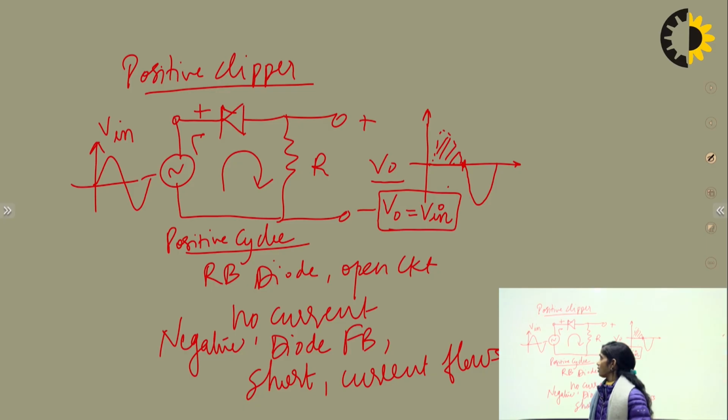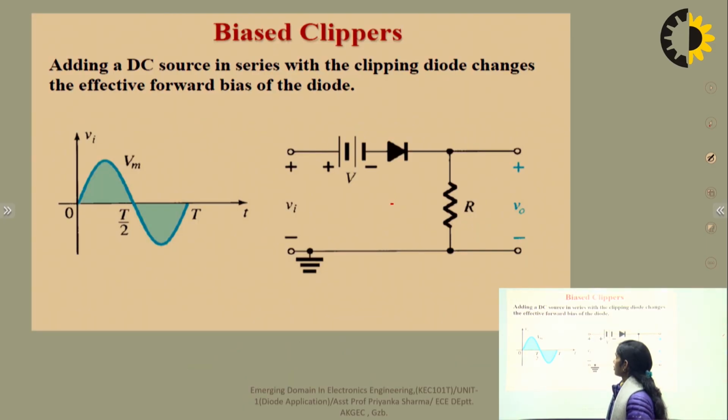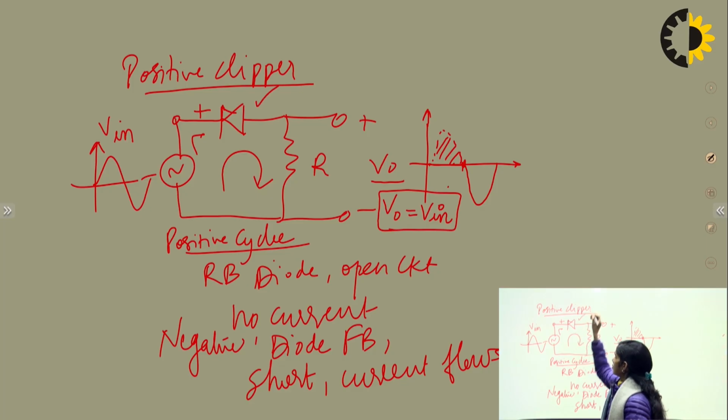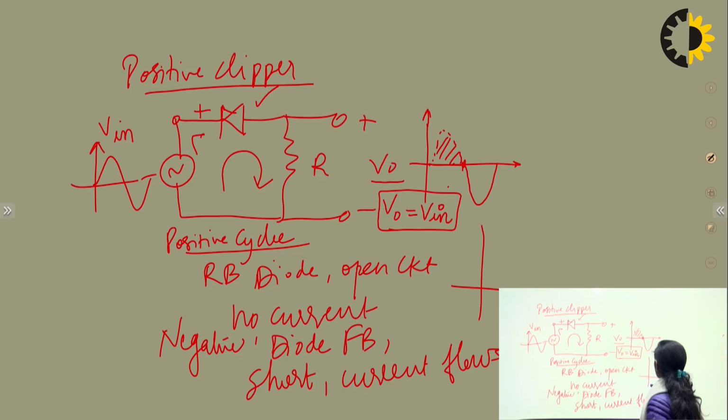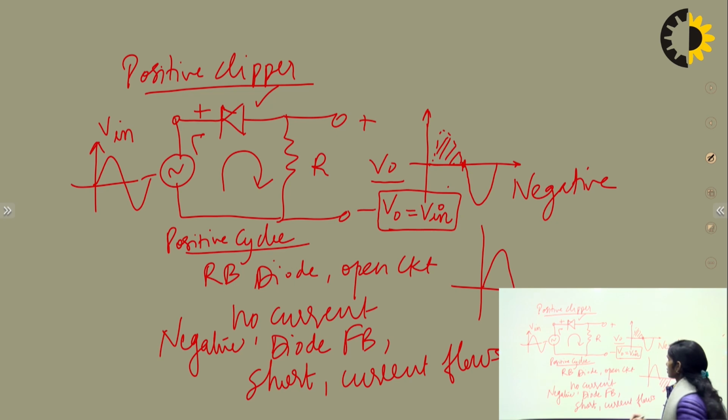In the same way, we can make the negative clipper just by reversing the diode. The negative clipper clips the negative cycle. In this case, the positive cycle is obtained as it is and the negative cycle is clipped, just by reversing the diode. This is the very basic thing we should know about the clipper circuit, how it can remove either the positive cycle or the negative cycle.